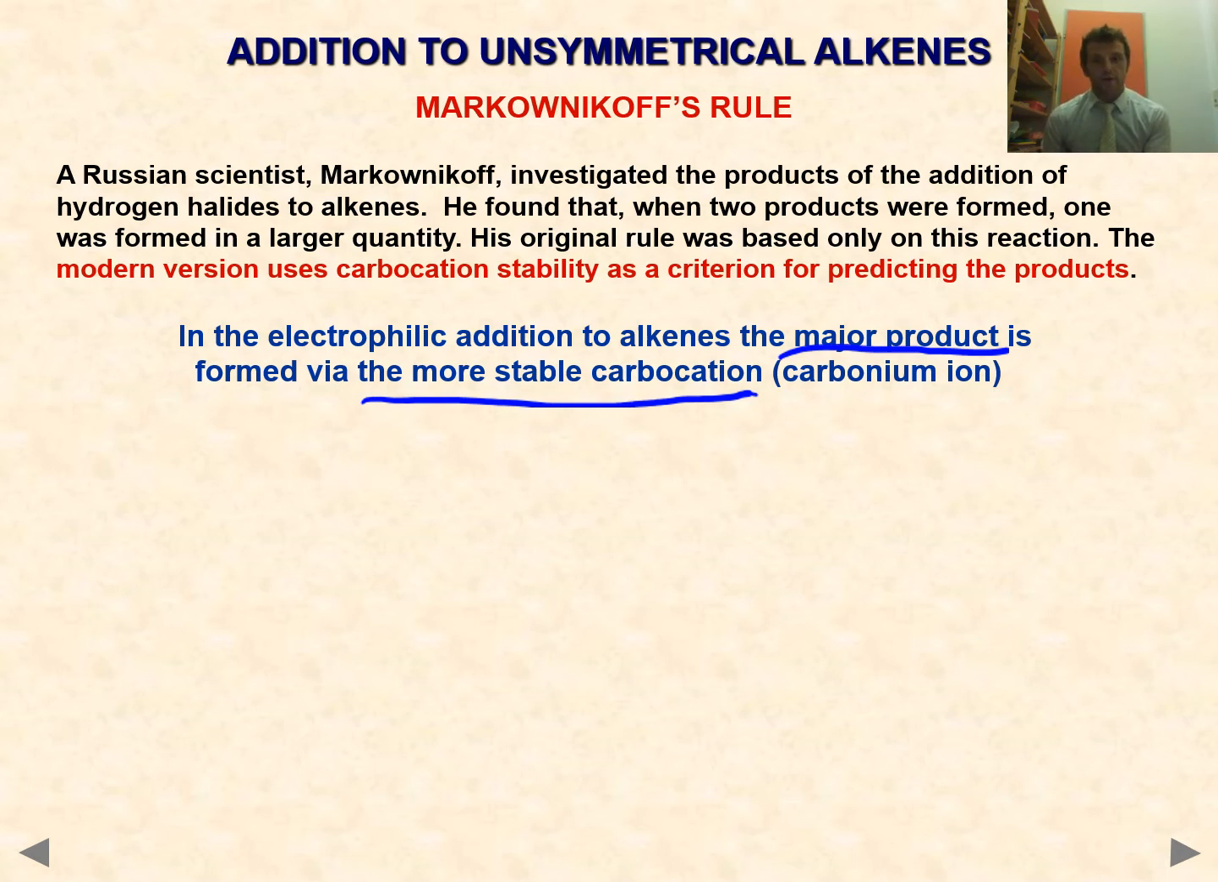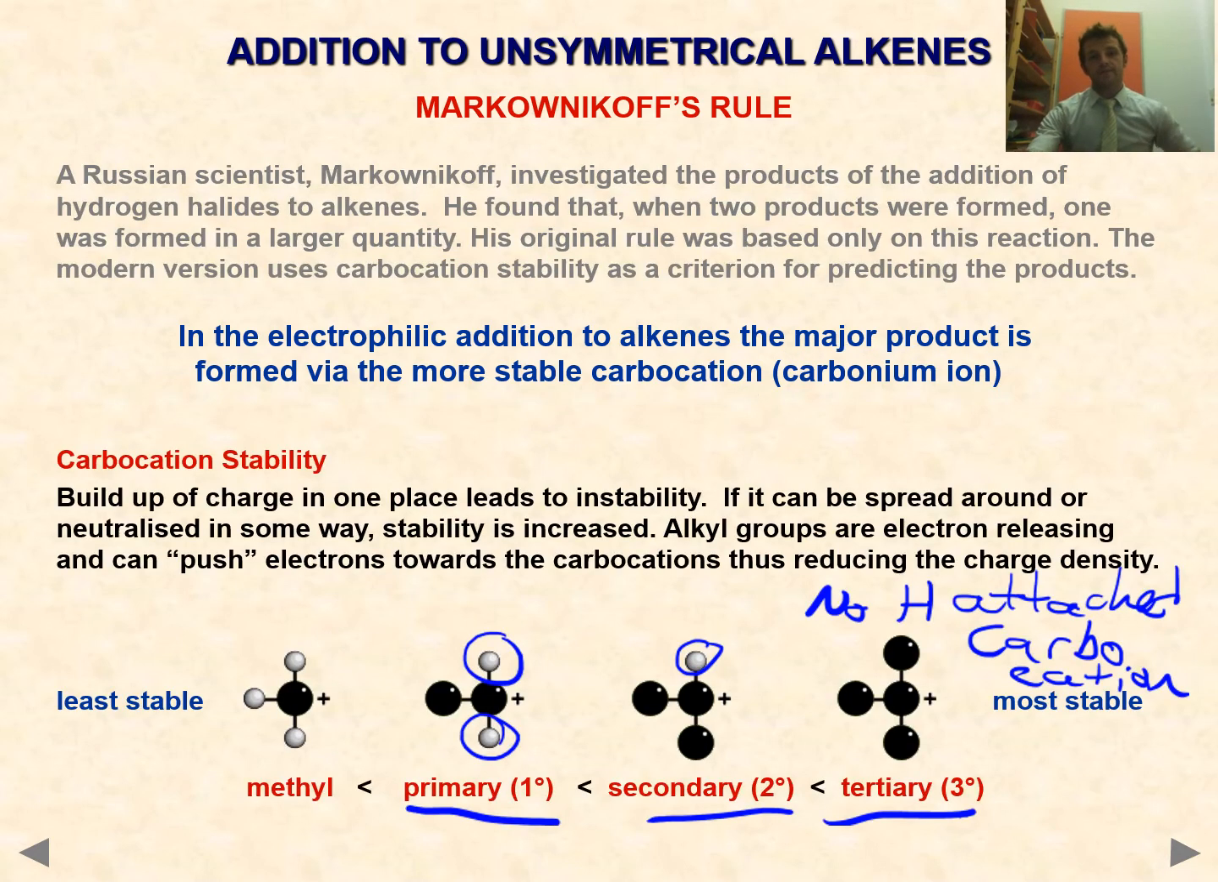The major product is formed on the more stable carbocation. So what that really means is the least stable is going to be methyl, which is just a single carbon. The next least stable is going to be primary. Remember, that's a carbon with one other group attached to it that is not hydrogen. Secondary is then next, where we only have 1 hydrogen attached to this. So in primary, we have 2 hydrogens. And then tertiary, where there are no hydrogens attached to this carbon, the carbocation.